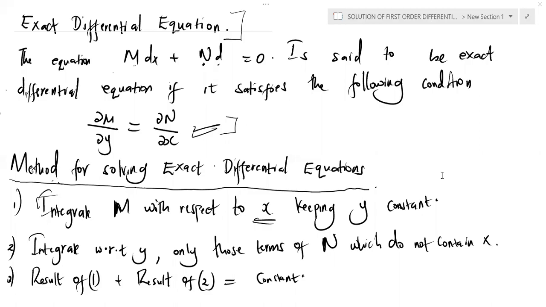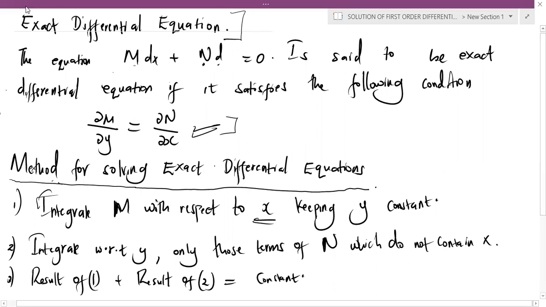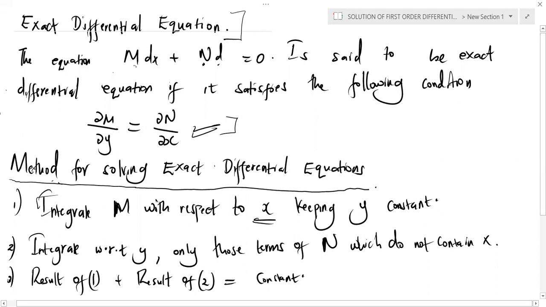Hello guys, now to solve first order differential equations, one of the ways is how to solve an exact differential equation. Now if we have an equation of this form, M dx plus N dy is equal to 0, it is said to be exact if it satisfies the following condition. The partial derivative of M with respect to y is equal to the partial derivative of N with respect to x.